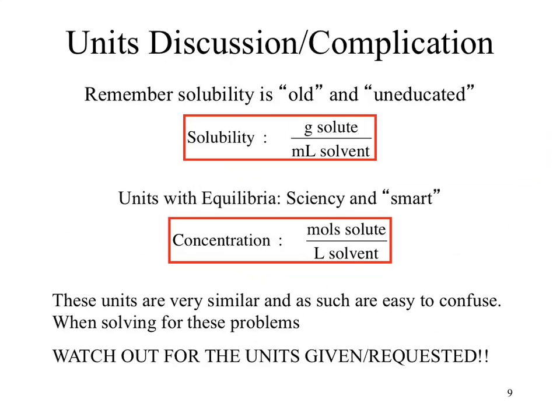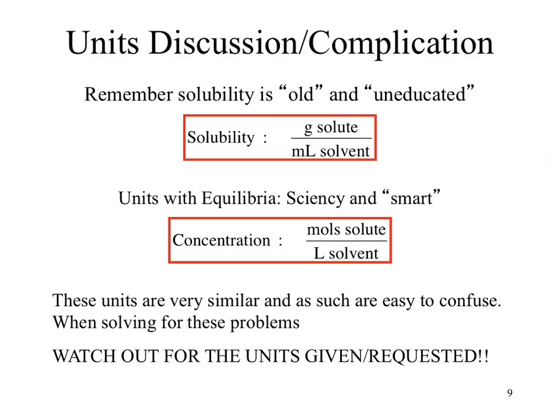If they give you grams per milliliter and they want to know a Ksp, which we'll look at in just a second, an equilibrium constant expression, we have to convert those grams per milliliter into moles per liter every single time. So go back to your 151 conversions and just make sure you do that.